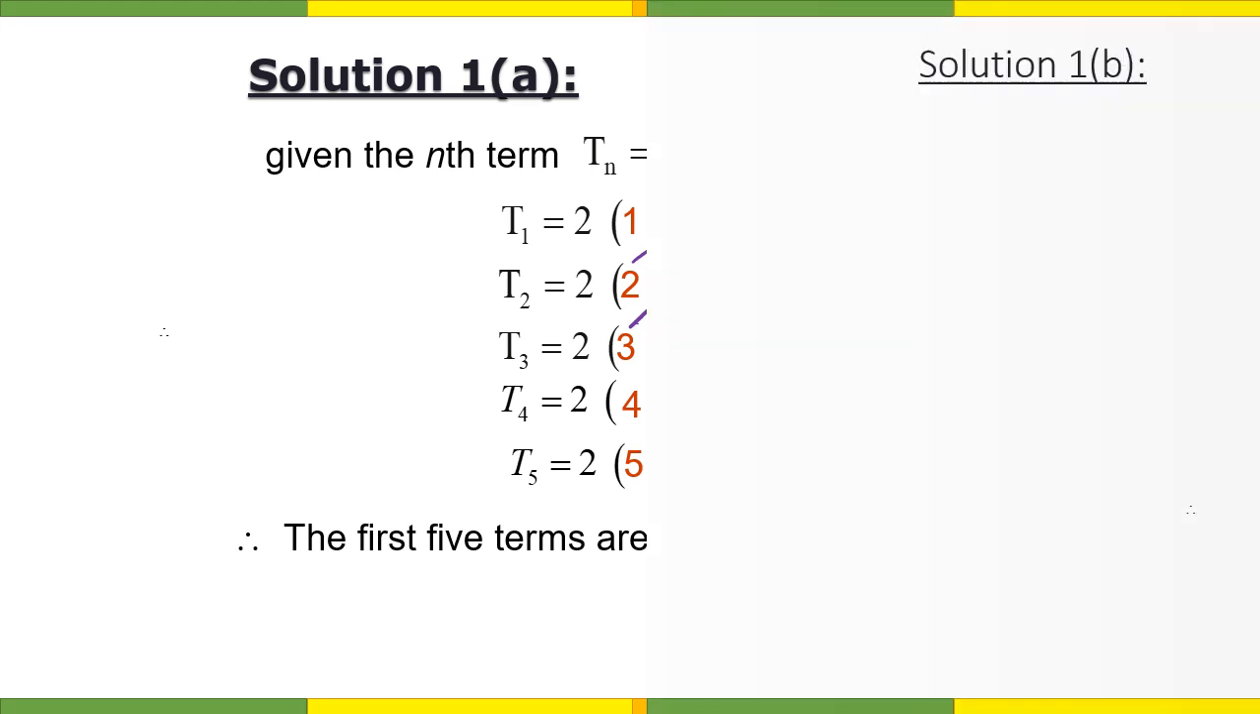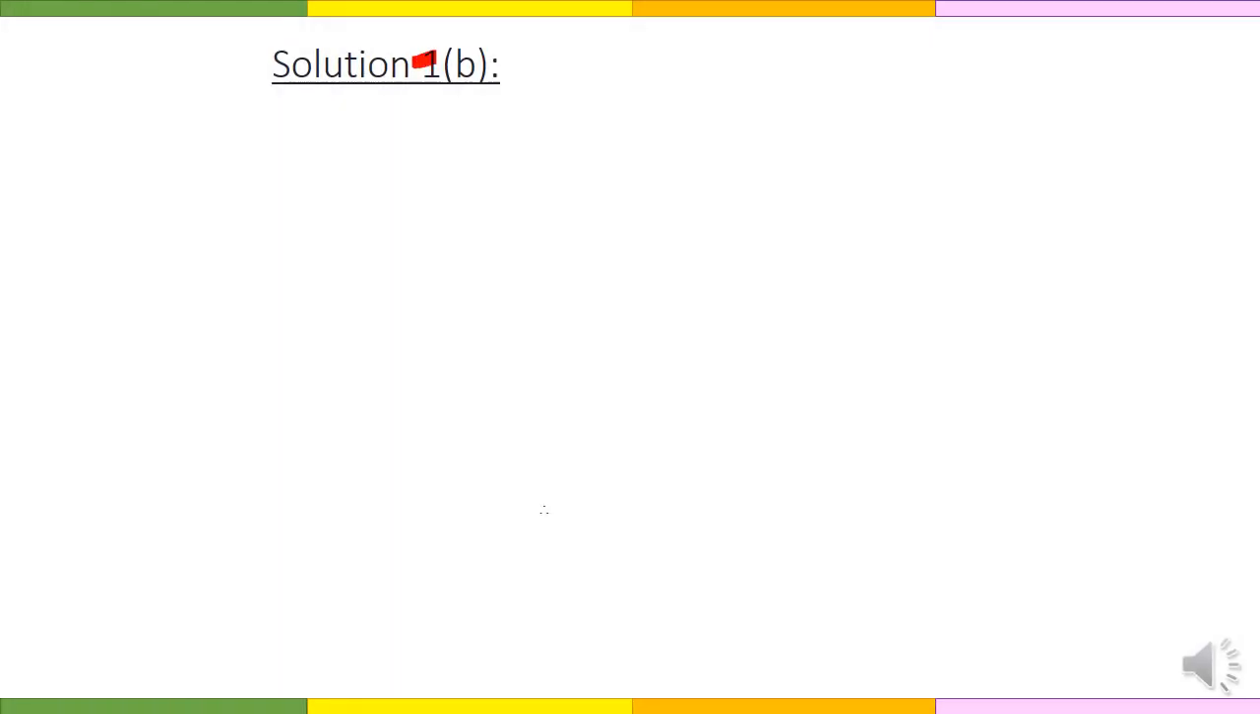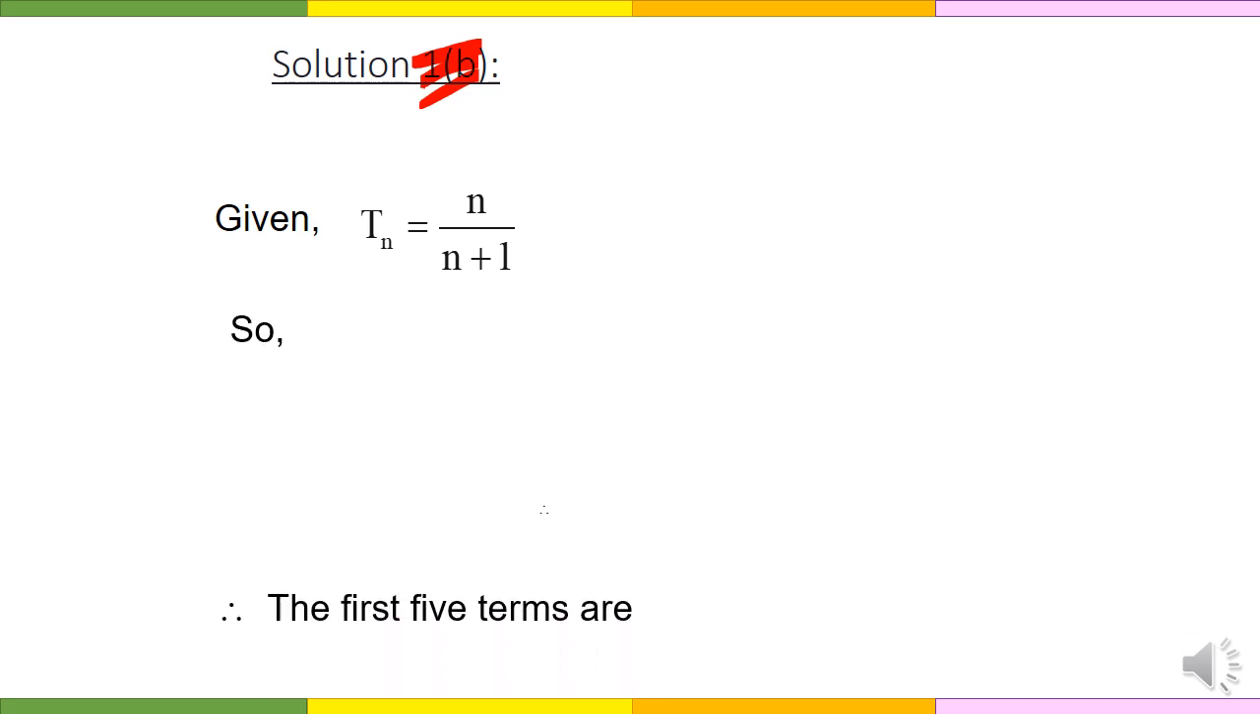Okay, so for question 1b, I want you to try on your own and then I'll give you the answer. So what is the question? The Tn is equal to n over n plus 1. So the answer for the first 5 terms is 1 over 2, 2 over 3, 3 over 4, 4 over 5 and 5 over 6. So did you get the same answers? If yes, then congratulations. So you can continue.